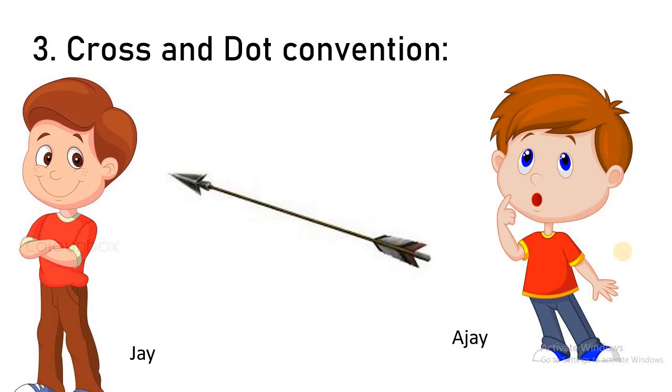Suppose I am the observer. If Ajay is the observer and the current is passing in such a way that it is going away from Ajay, then that current we are going to declare as the outgoing current for Ajay. This outgoing current is always going to be represented in the form of a cross.